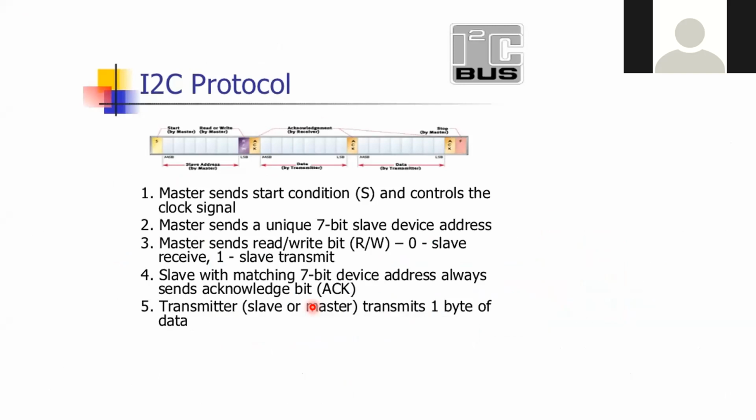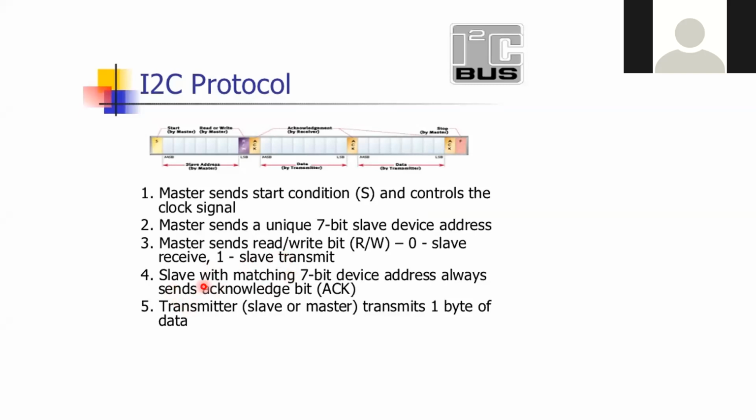So this is the procedure. The master sends the start condition and controls the clock signal. Then it will send the 7-bit slave address. After that, the slave will receive or send, that means read or write. Receive means what? Write. Transmit means what? Read. So that is the thing.